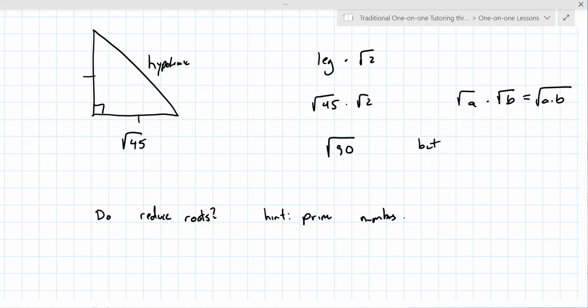Do you have any idea how to continue this problem? How to reduce the square root of 90? Not really. Okay. What is the smallest prime number that you know?